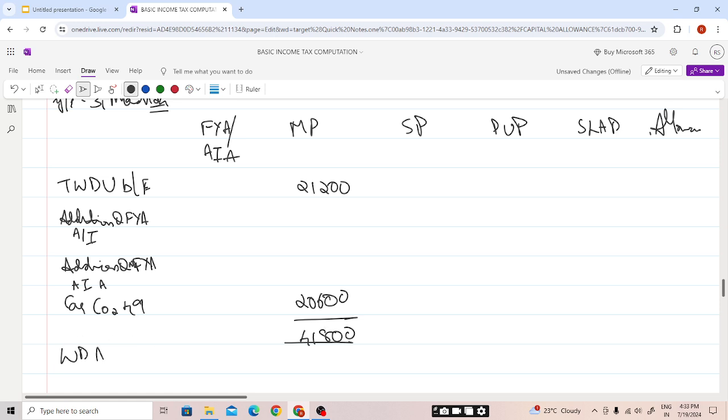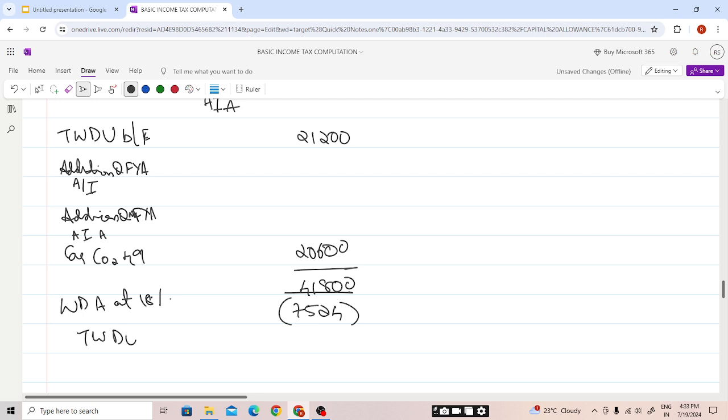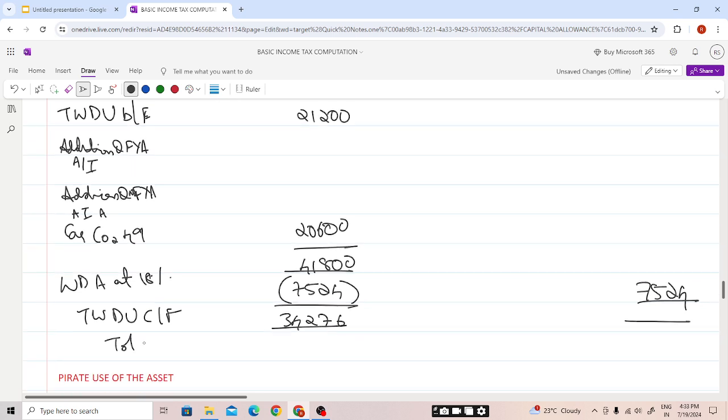Now we will calculate WDA at 18%. It is a 12 months accounting period, no issues. So this will be 7,524. So the tax written down value carry forward will be, students, 34,276, and this will move to the allowance column. So the total allowance will be, students, 7,524 for the accounting period of 1st April 23 to 31st March 24.